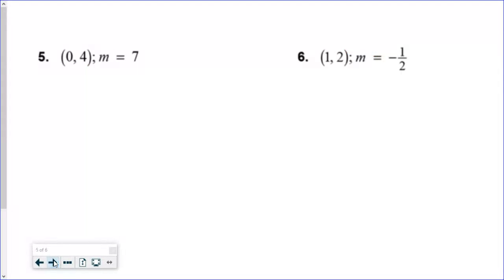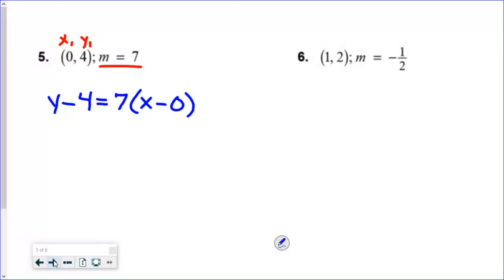Okay, here we go again. x sub 1, y sub 1, and my slope. So again, y minus y sub 1 equals my slope, x minus x sub 1. Again, you don't really need a 0. I'm not going to do anything else except make the 0 part go away.